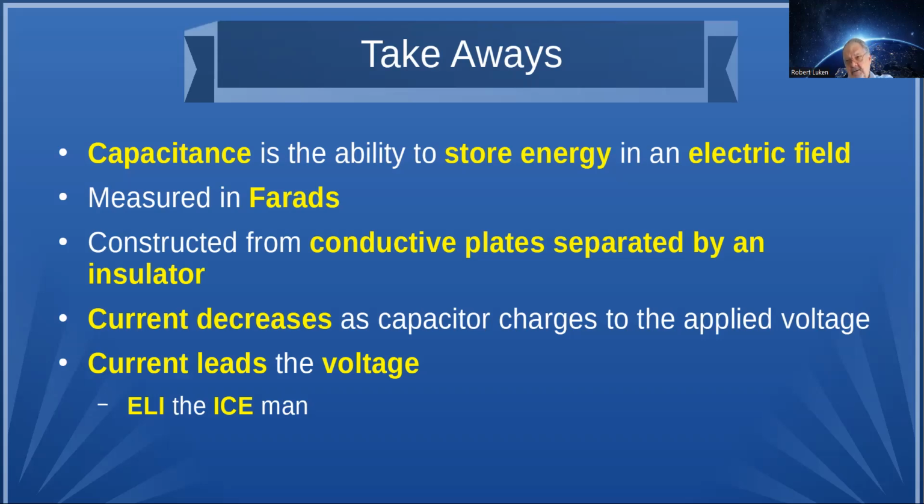So that brings us to this saying that a lot of people use to remember this stuff: ELI the ICEman. So we say that E, the voltage, for L, an inductor, leads the current. Likewise, I, the current, in a capacitor, leads the voltage E.